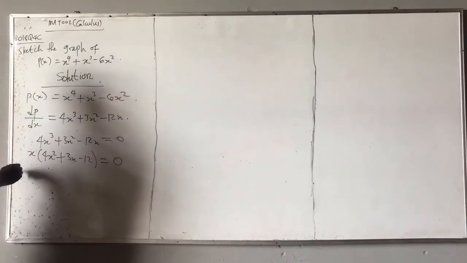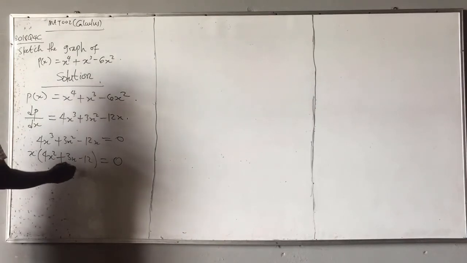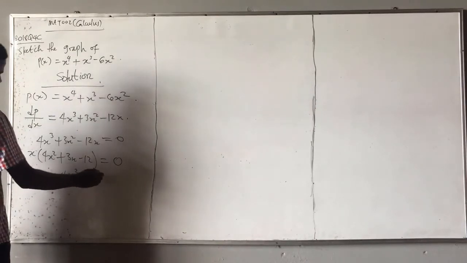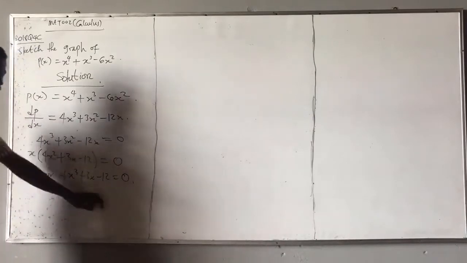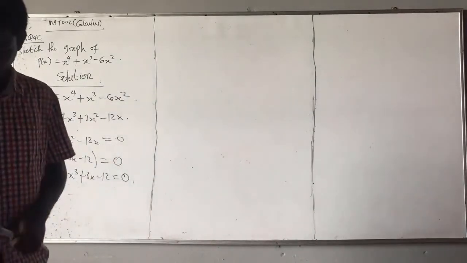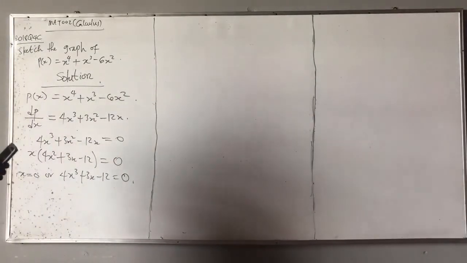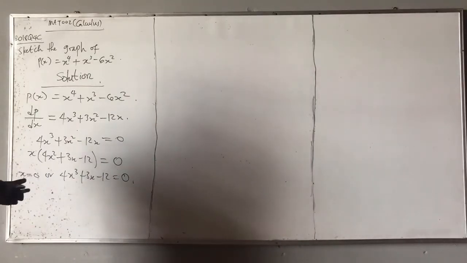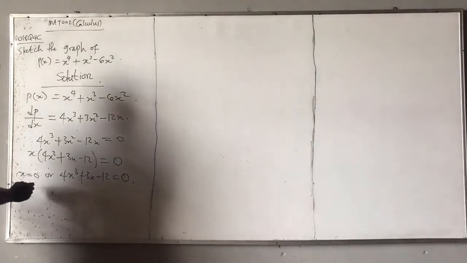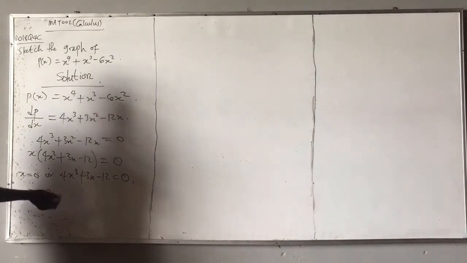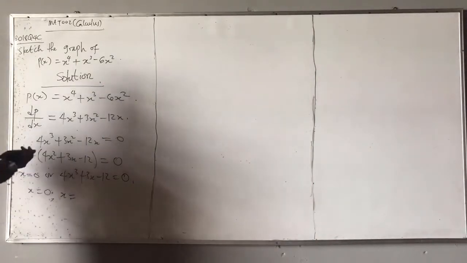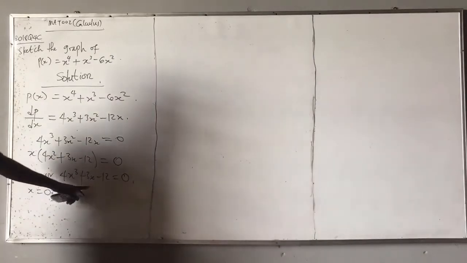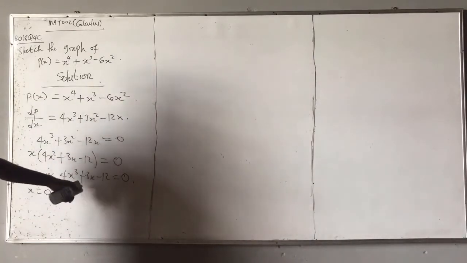So when you solve this, x equals 0, or 4x squared plus 3x minus 12 equals 0. Solve the quadratic equation. You need to be able to solve the quadratic equation. I don't want to waste time, I want to use calculator to solve it. You can use formula method to solve this quadratic equation. It doesn't matter. You know you have to show working. Use formula method to solve it.